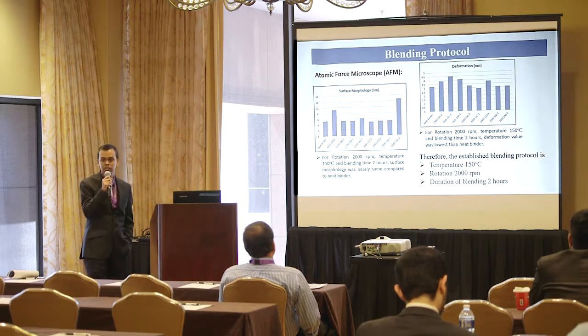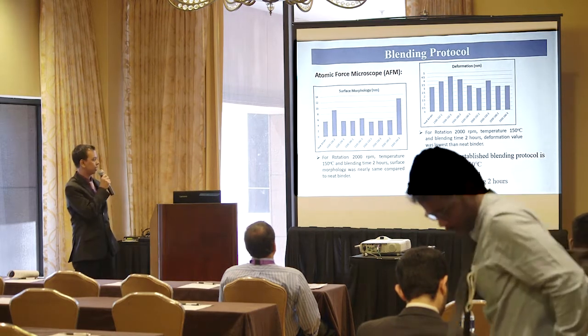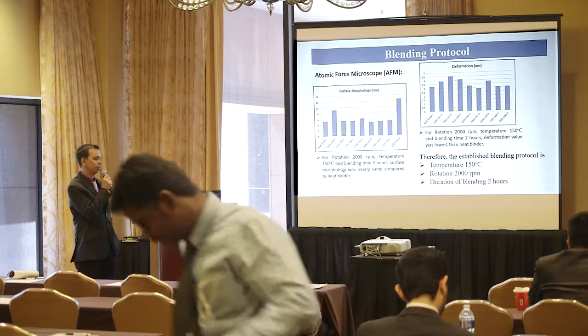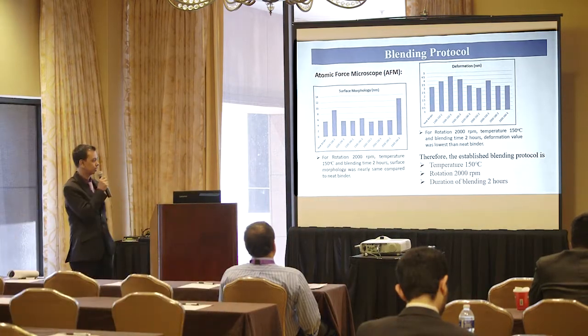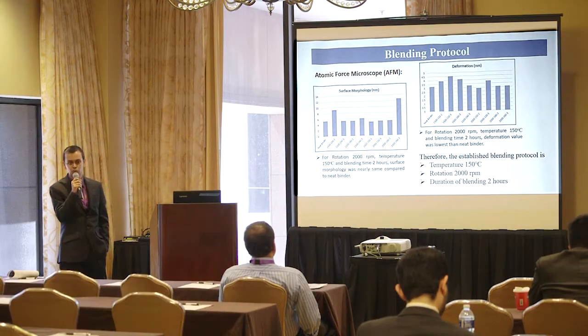So from these 3 types of tests, we decided that the rotation should be 2000 RPM, the temperature should be 150 degrees Celsius, and the duration of the blending is 2 hours.